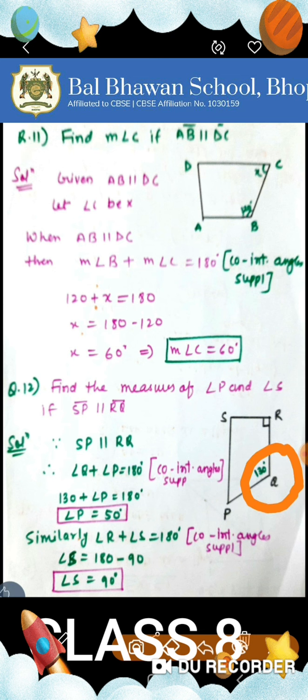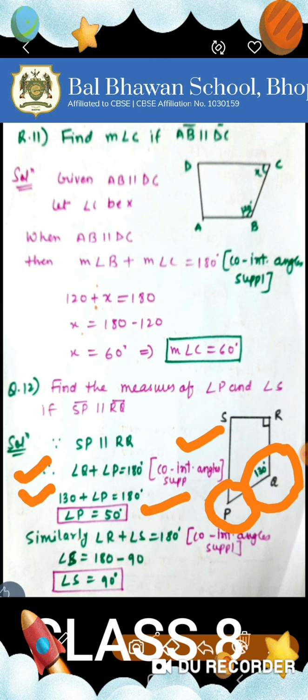That means angle Q and angle P are co-interior angles, and we know that when a transversal intersects two parallel lines, then co-interior angles are supplementary. That's why we will write down angle Q plus angle P is equal to 180 degrees, because co-interior angles are supplementary, right? So now we will put the values. Angle Q is 130 degrees, angle P will be as it is because we have to find its value. So angle P is equal to 50 degrees from this equation.